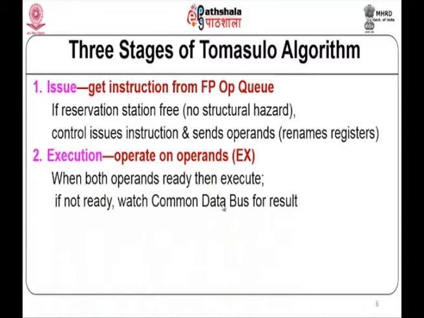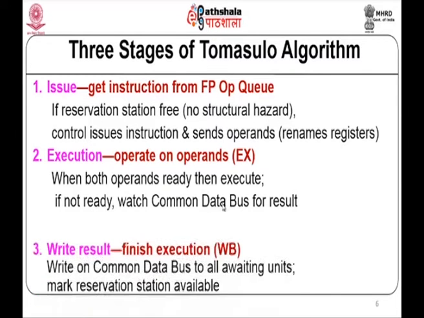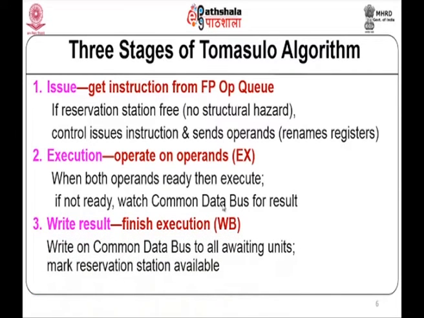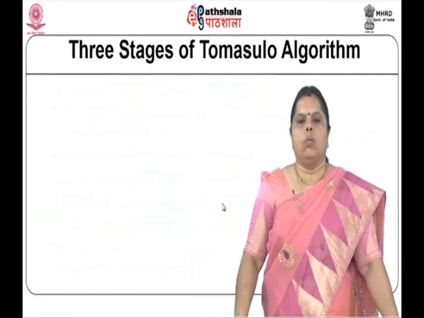Once the operands become available, the instructions enter the execution stage, and they remain in the execution stage depending upon the latency of the operation. If it is a 40 clock cycle latency for that particular instruction, then the instruction will remain in execution for 40 clock cycles. Once the execution is over, the results will be written onto the common data bus. It is a broadcast operation that happens on the common data bus.